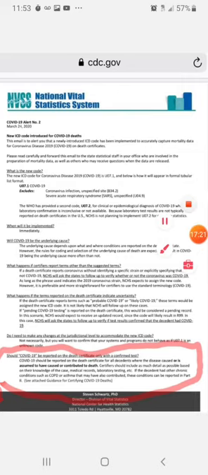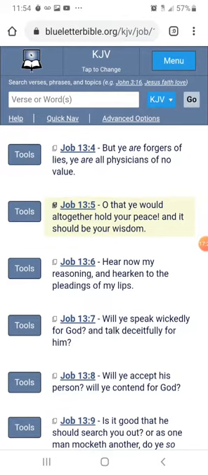Look at the last scripture. Job chapter 13, verse 4. But ye are forgers of lies. Ye are all physicians of no value. So these doctors, they're forgers of lies. These physicians are physicians of no value. They're so-called doctors. They have no true value. They are forgers of lies.